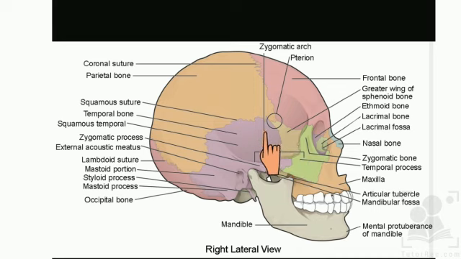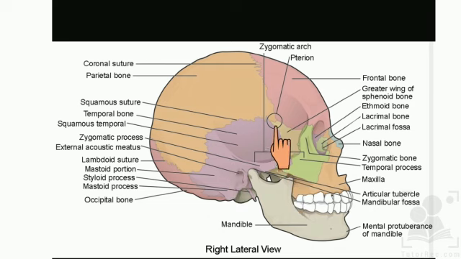Then there is also a smaller contribution from sphenoid bone, which is the greater wing of the sphenoid, which also contributes a little in the lateral aspect of the skull. This is the greater wing of sphenoid. Here comes the face.